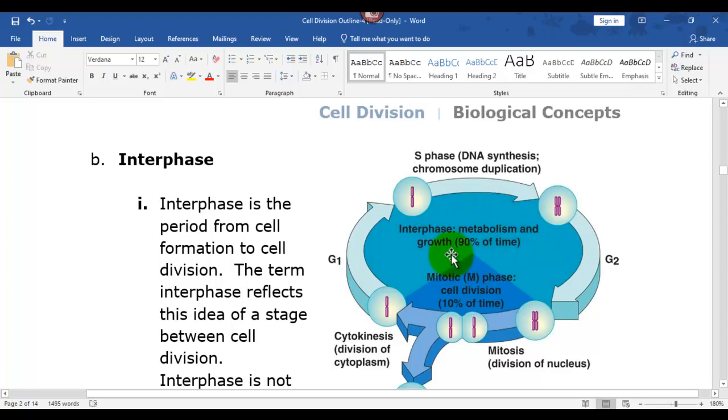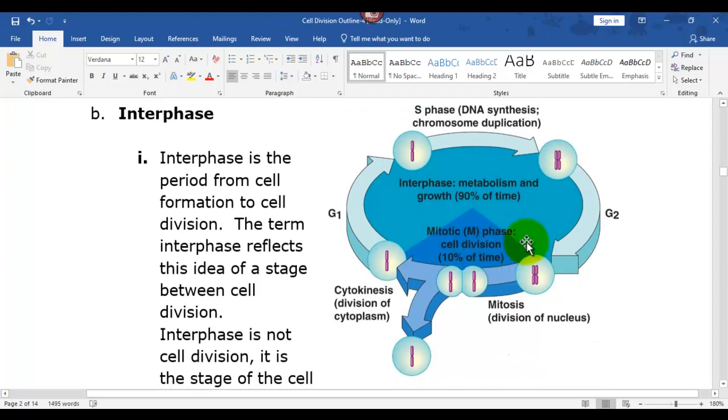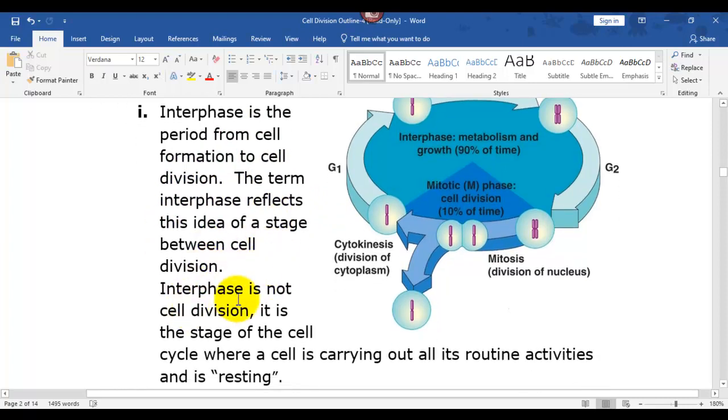Interphase is metabolism and growth 90% of the time. When it goes to divide, which is this little blue part of the pie, that's mitosis. So interphase is the period from cell formation to cell division. The term interphase reflects the idea that it's basically a cell undergoing its normal cycle.